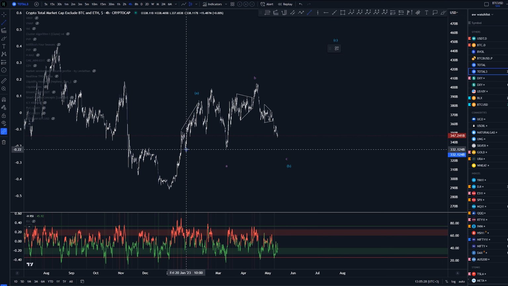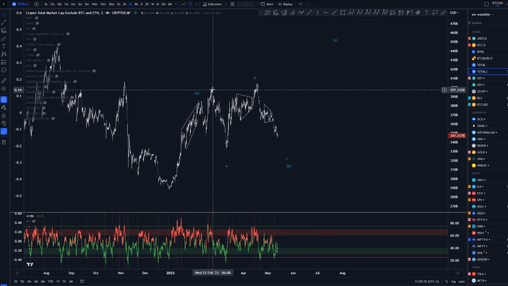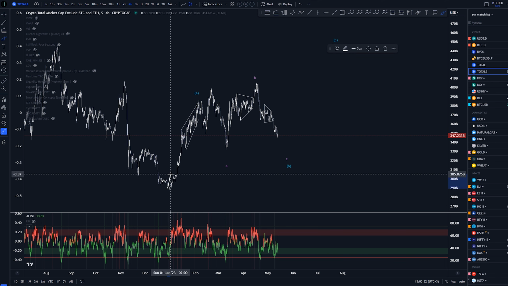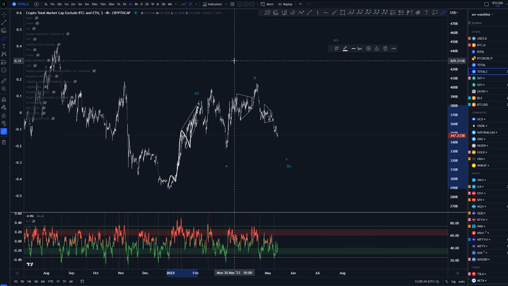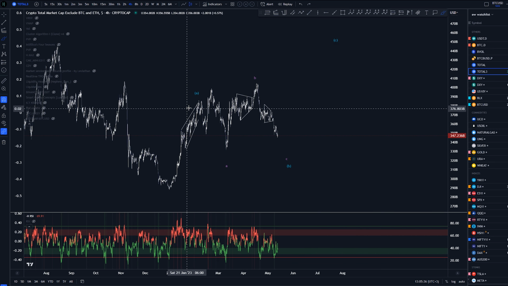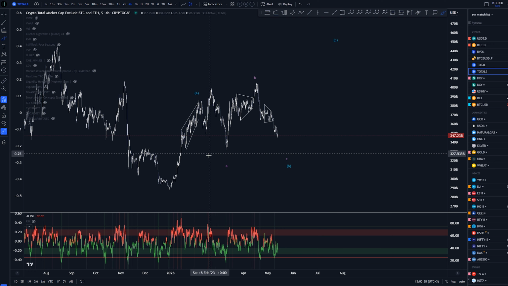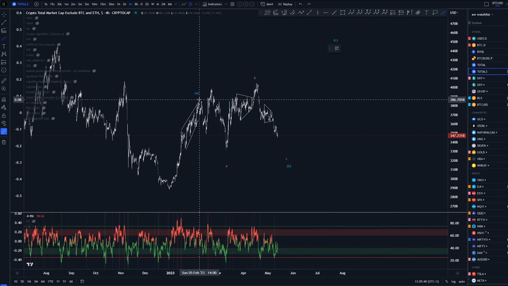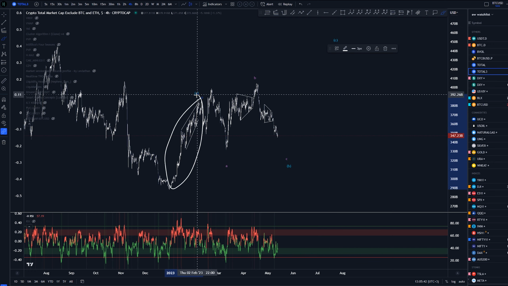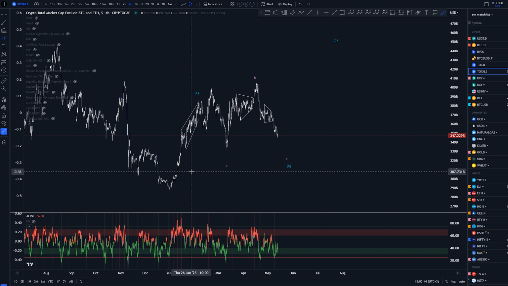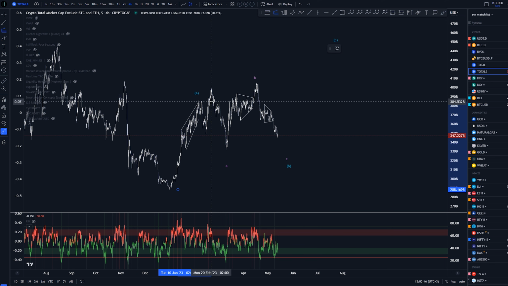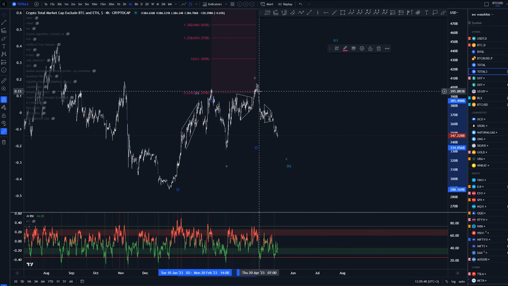You could definitely place some kind of diagonal in here, or just count it as 1, 2, 3, 4, and 5. It's up to you. To me, it looks very impulsive, however, and I don't think we have received a partner leg for this structure. The only way we could be having that completed already is that we have done it so in here.